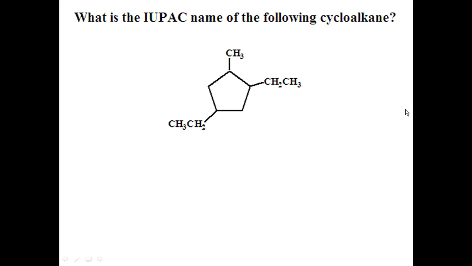Okay. Last one, what would this one be called? That's the numbering scheme I would use because it gives a total of 7. And my choice is between starting at methyl or ethyl. Ethyl wins. And so this would be 1,4 diethyl, 2 methyl cyclopentane. Okay.